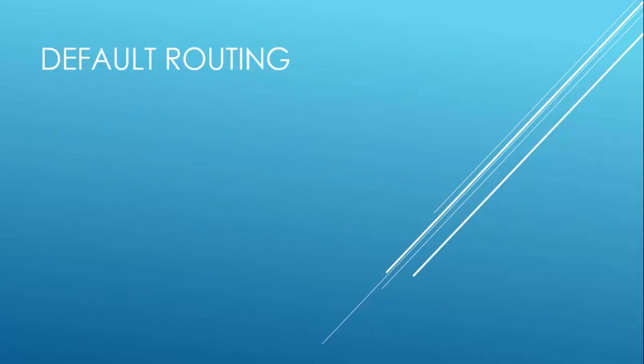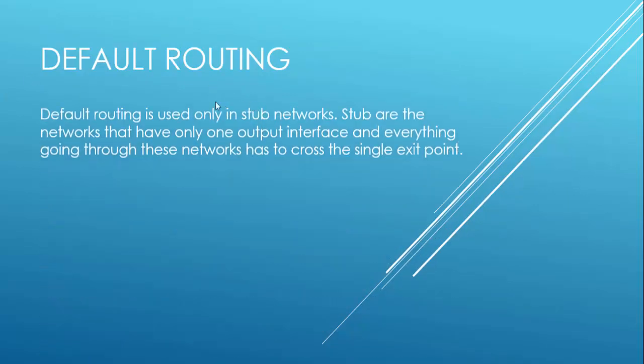Default routing, like I told you, is used in stub networks. Default routing is used only in stub networks. Stub networks are those where the network has only one output interface, and everything going through this network has to cross the single exit point. If there are multiple routes on the network, then it will be a problem. There should be only one exit point. So those are the default routing.